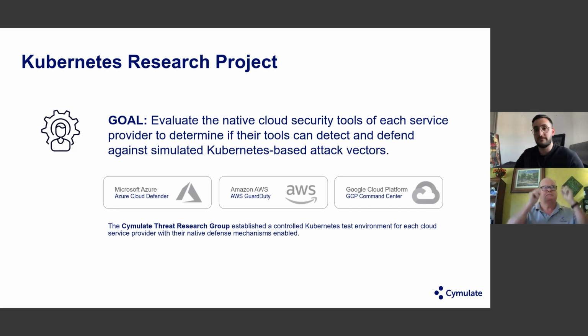So in Microsoft Azure, we have Azure Cloud Defender. In AWS, we have AWS GuardDuty, and in GCP, we have GCP Command Center. It is also worth mentioning we created attacks for on-prem clusters also. It's important to understand here that as we set up this research environment using those cloud providers, these were the native controls for Cloud Defender, GuardDuty, and Command Center. These were standard configurations that we deployed within that environment in order to do the Kubernetes tests. Yeah, exactly.